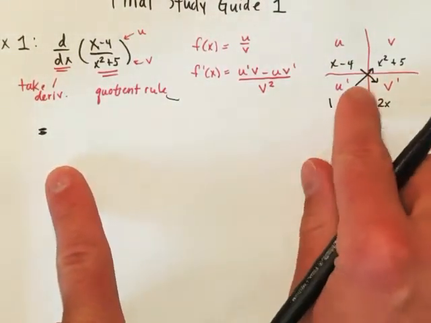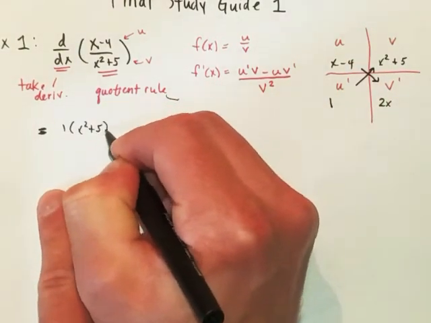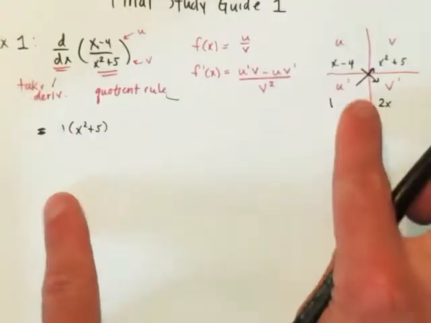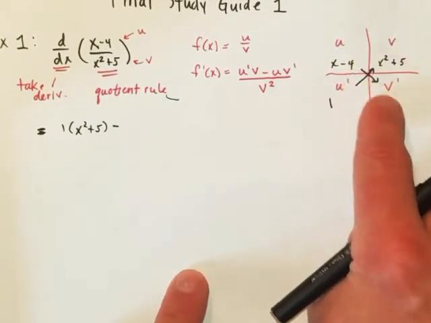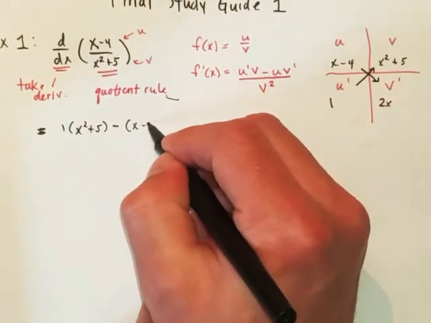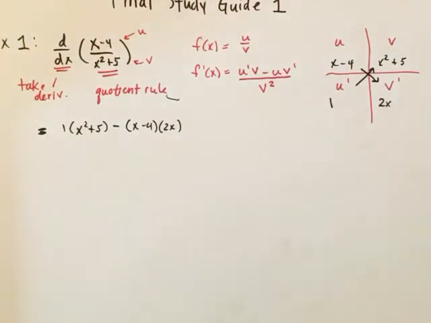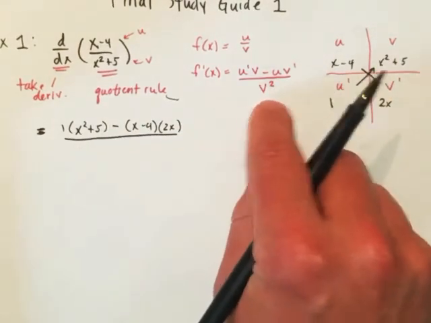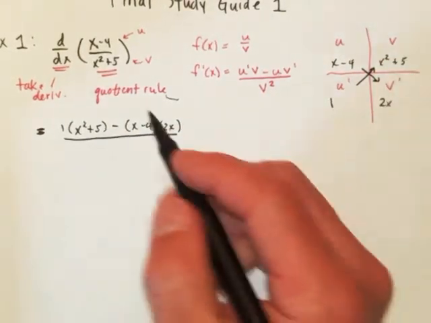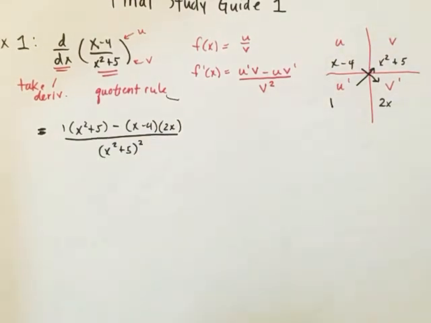So let's go from u prime to v. That'd be 1 times x squared plus 5. And then we have to put a minus sign. Do not forget the minus. We're subtracting those two products. u times v prime, so x minus 4 times 2x. I like to use parentheses to show grouping and to show my multiplication there. And then finally, I have to put that all over v squared. So there's v, and I have to square that whole thing. Once again, I'll use parentheses to show that I'm squaring that whole thing.